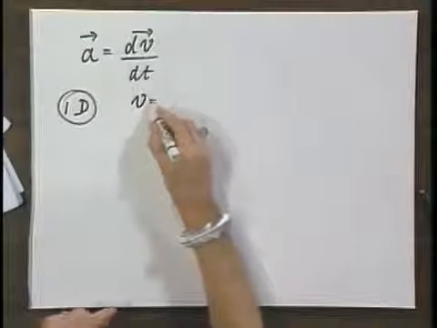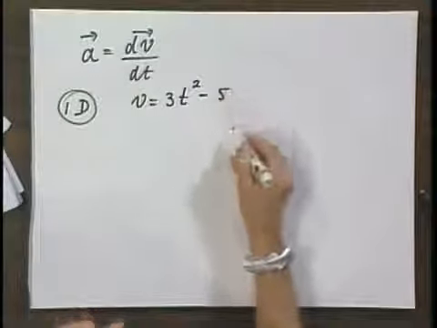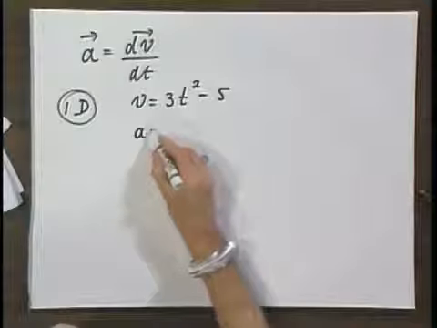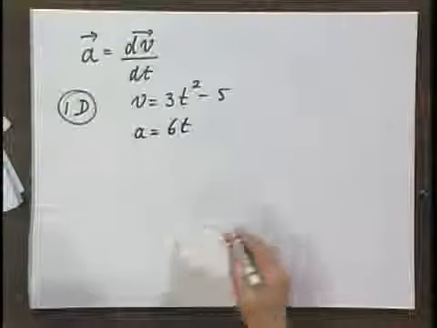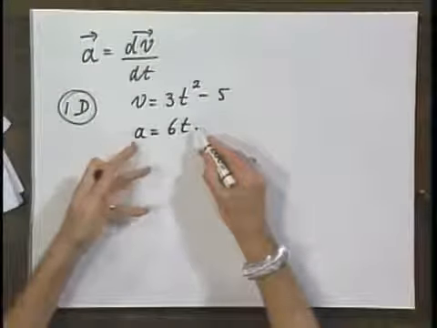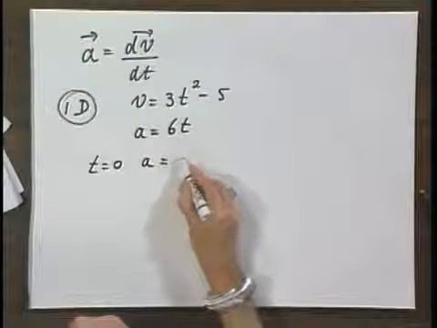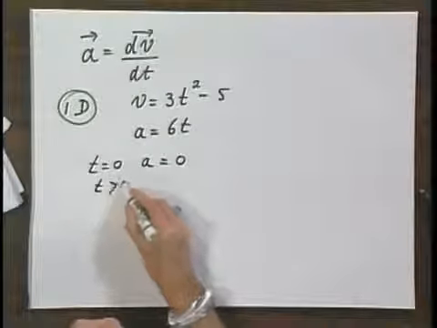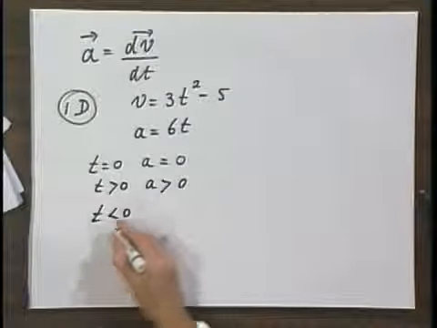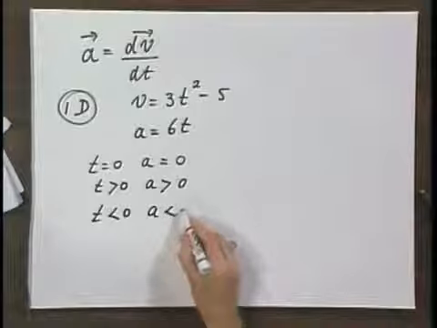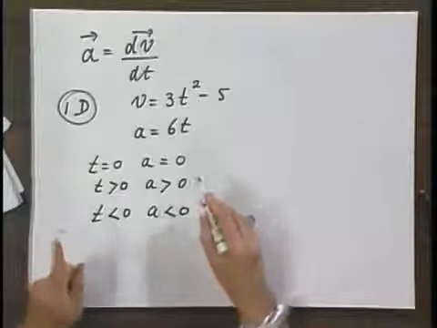So we have now v, for instance, equals 3t squared minus 5. And so we would then have a equals 6t. And this number could be positive, could be 0, could be negative. In fact, if t equals 0, you will see that the acceleration is 0. If t is larger than 0, for positive numbers, the acceleration is positive. And for negative numbers of t, smaller than 0, the acceleration is negative. And so the signs here automatically take care of the direction.